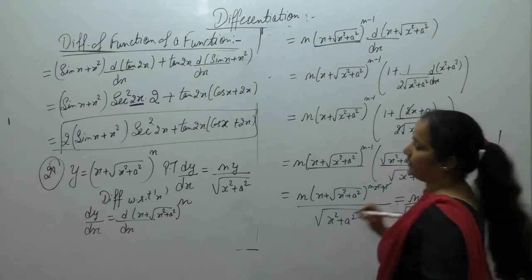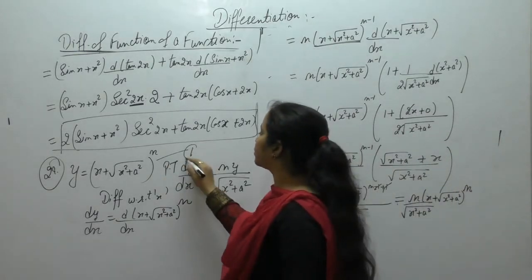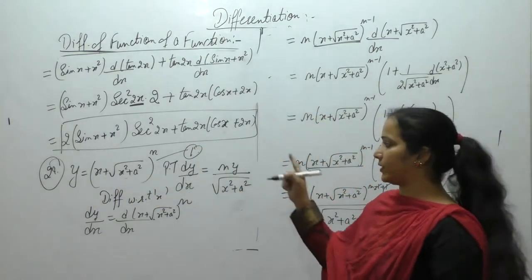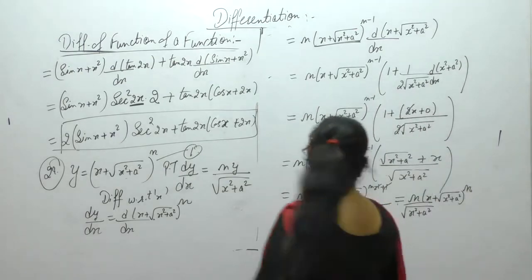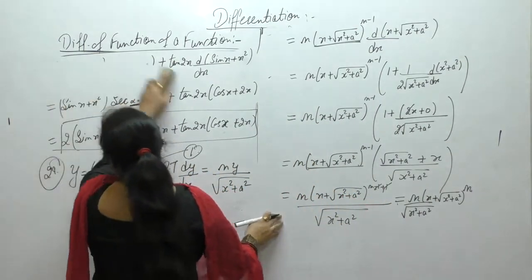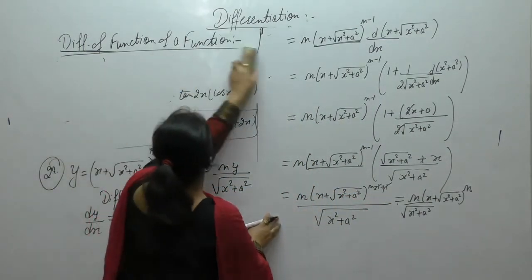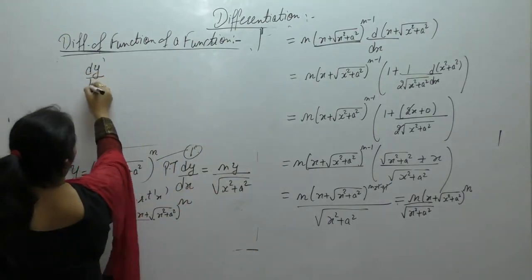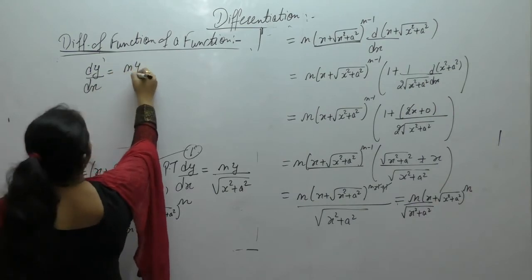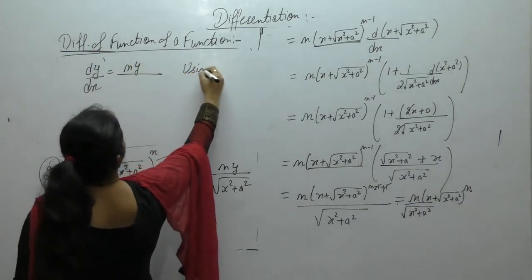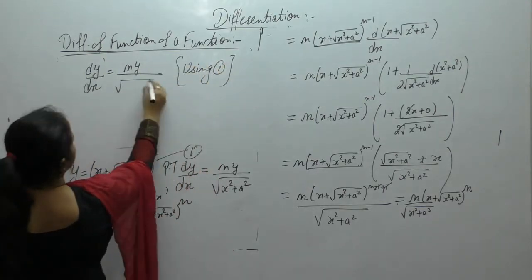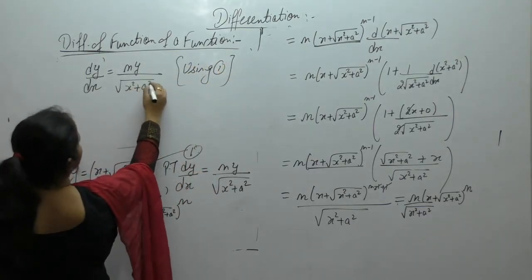Power n. Now let it be equation 1. Then (x + √(x² + c²))^n is equal to y. So by using equation 1, we can write dy/dx = n·y·(1 + x/√(x² + c²)), which gives n·y/√(x² + c²).